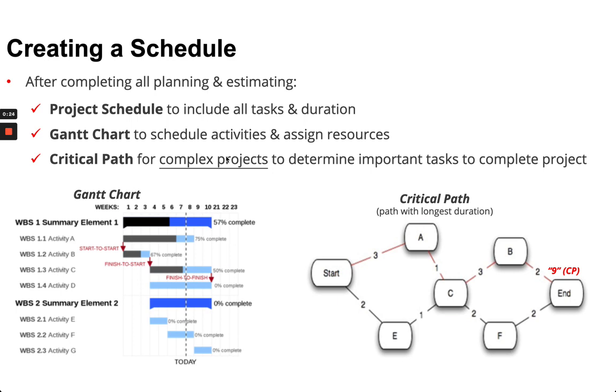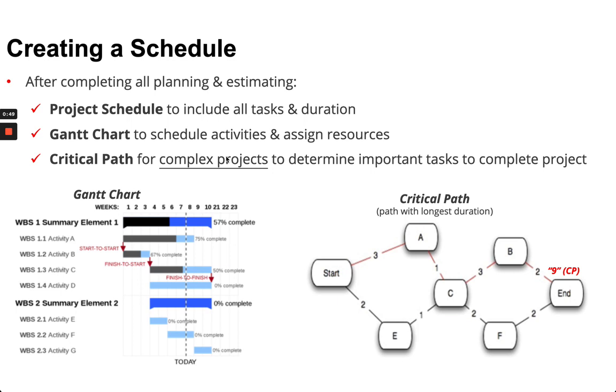So if you look at the Gantt chart on the left side, again, it talks about, in this case, the work breakdown structure, activity A, B, C, etc., in terms of the different attributes or tasks, and then when they're scheduled, their overlap, when they begin, when they end.